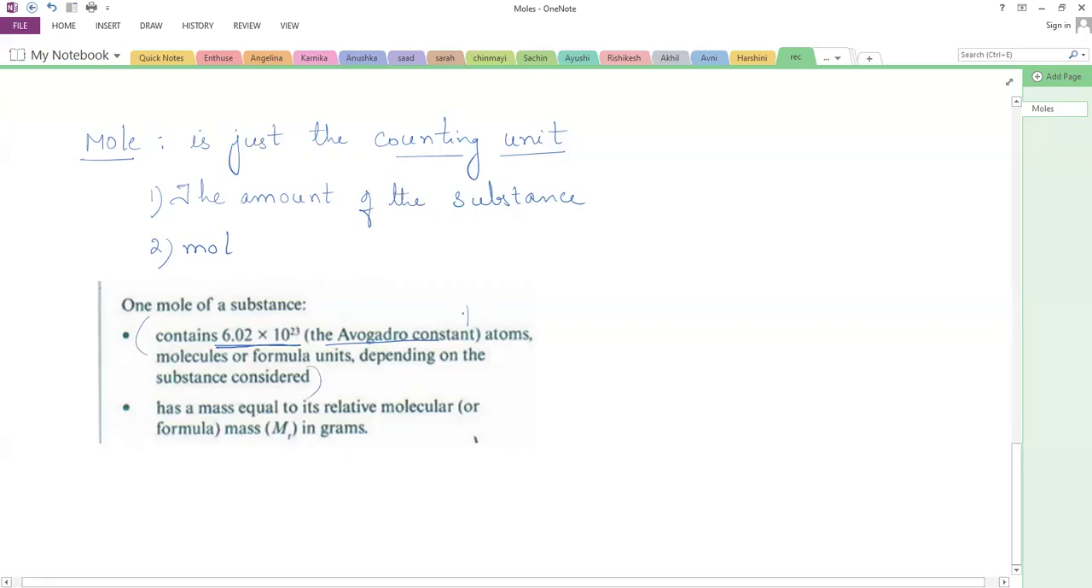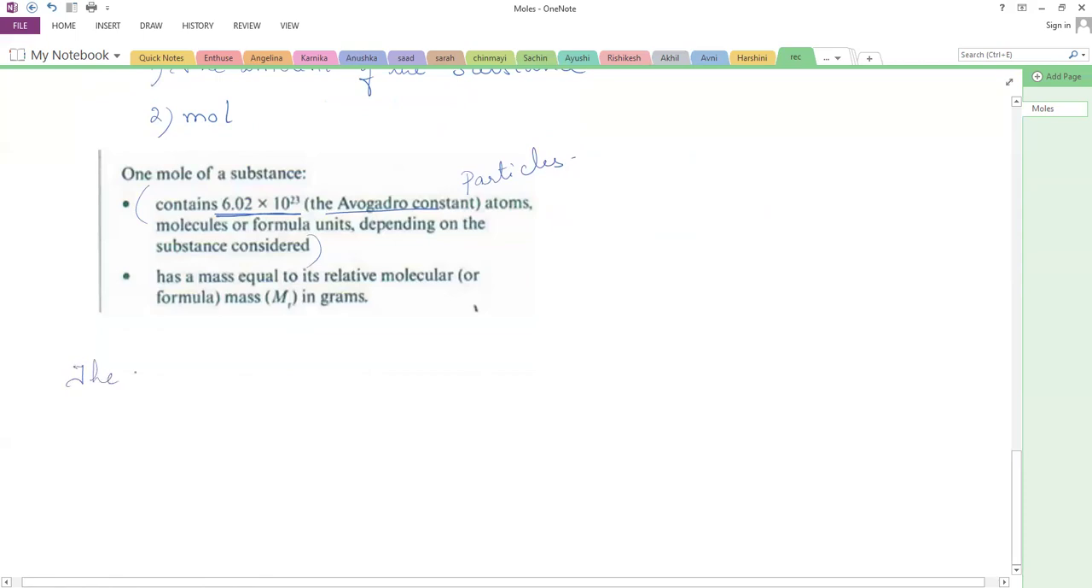That is why we are calling them particles. And what is its mass? Its mass is equal to its relative molecular mass expressed in grams. For example, the mass of 1 mole of water is equal to, what is the relative molecular mass of water? Just now we have seen 18, expressed in grams. That's it. So mass of 1 mole of water is 18 grams.